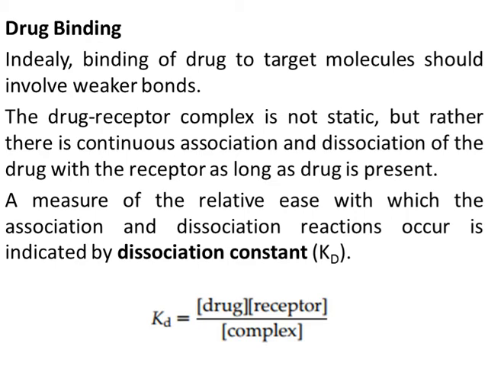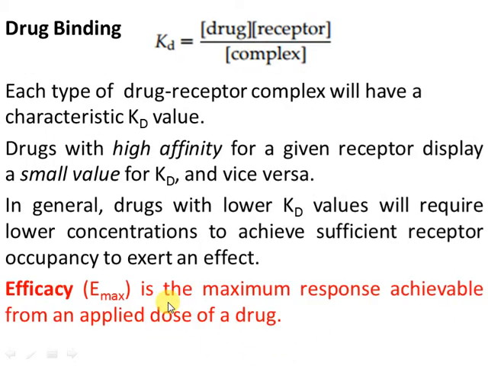Right? So the relative stability of the drug receptor complex, or the relative ease with which association and dissociation occurs, is indicated by the dissociation constant. Ideally, for a drug to have more affinity, the concentration of the drug receptor complex should be higher, meaning the KD value should be lower. Each type of drug receptor complex will have some characteristic value.